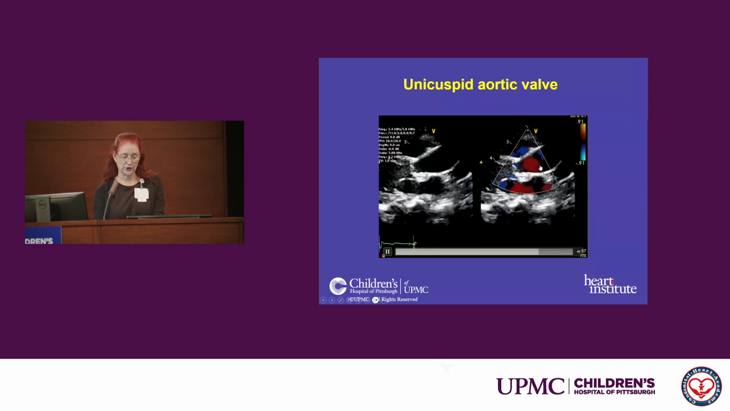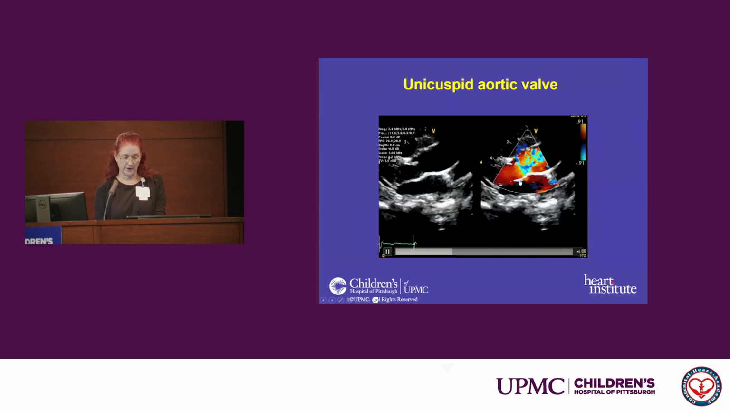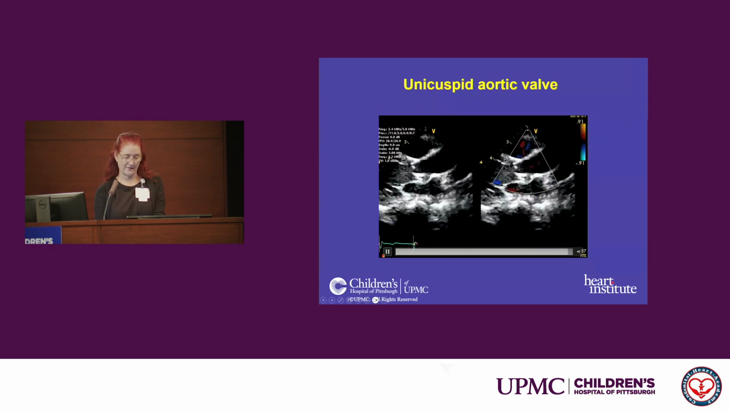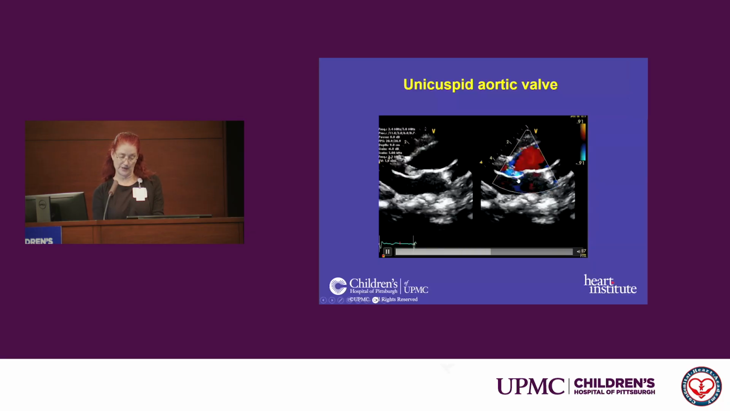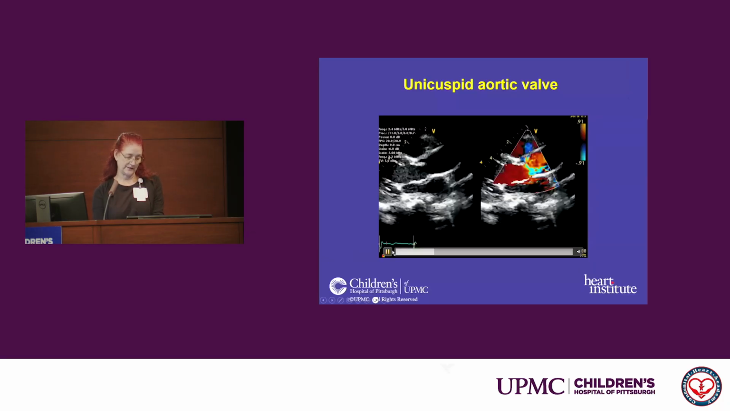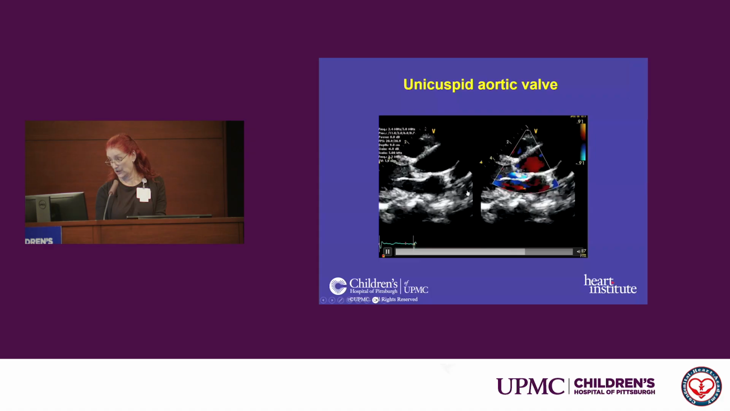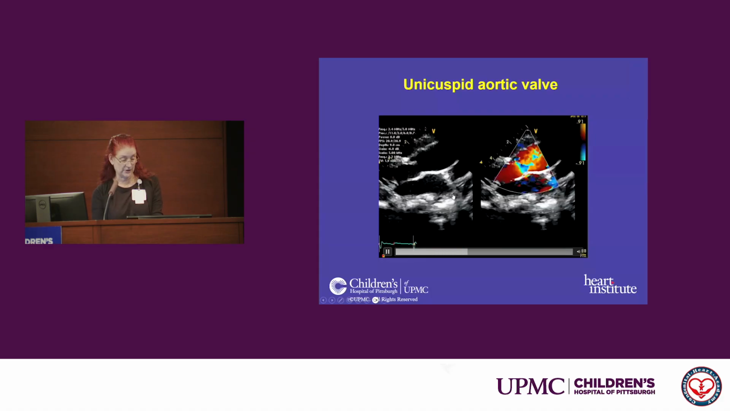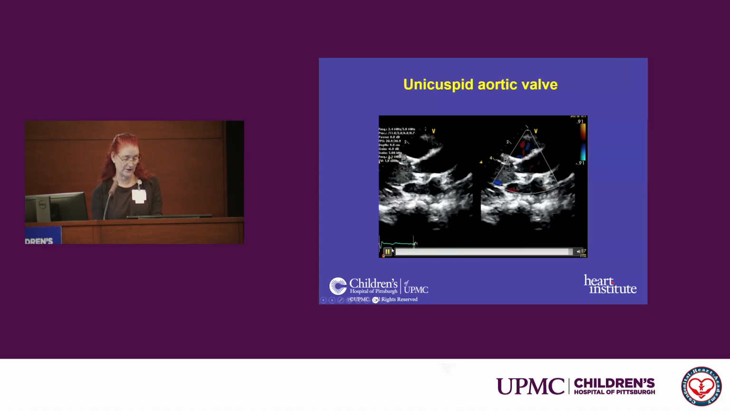Again, as you look, you can see that this aortic insufficiency that comes through this unicuspid valve is again in that very posterior location. But this is just trivial AI and really not much aortic stenosis, so no intervention has been needed on this patient with unicuspid aortic valve.